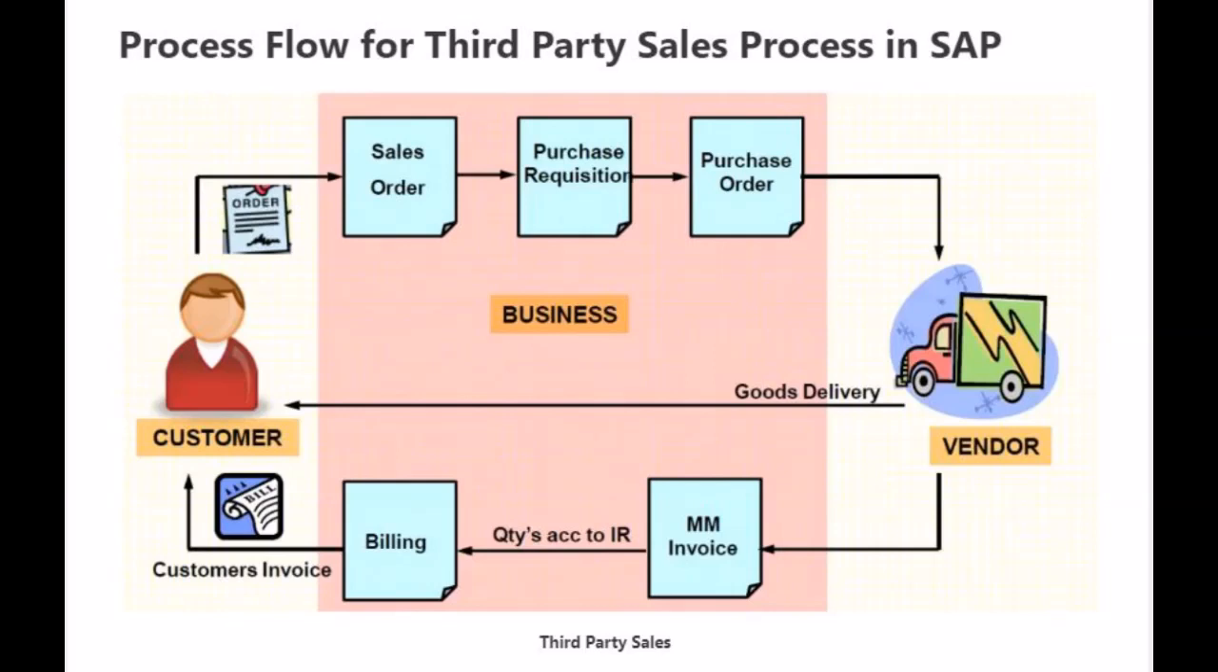What is third party sales? Third party sales is a business process where the goods ordered by the customer are delivered by the external vendor instead of the sales organization that has taken the order.